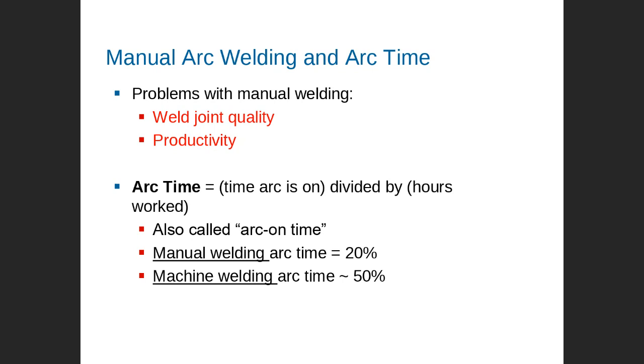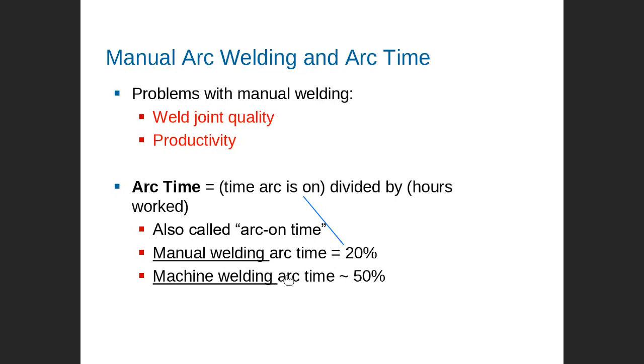Only 20% in manual welding. In manual welding, I can see here, the arc is on only 20% of the time. What about the 80%? Waste. The technician prepares, adjusts the welding and so on, loading, unloading, removing the previous one, bringing the new ones. You can see that waste of time. Big waste of time in manual welding. That's why productivity is low.